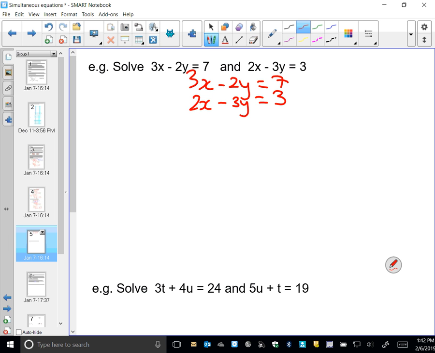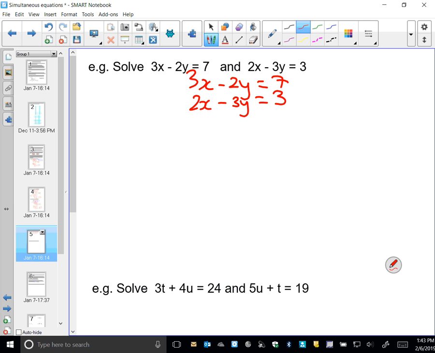Is the value in front of the x the same but different signs? No. Is the value in front of the y the same but different signs? No. So, pardon? You don't know what I mean? Oh my gosh, girls, calm down.